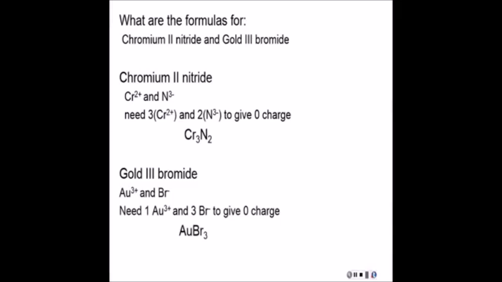So you notice the names now. AuBr3 was called gold 3 because there's also a gold 1 out there.